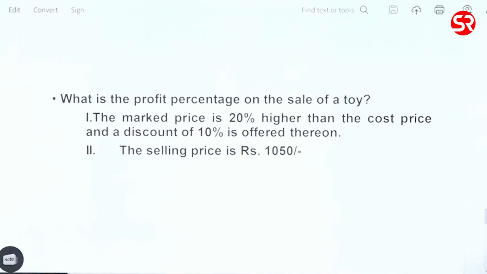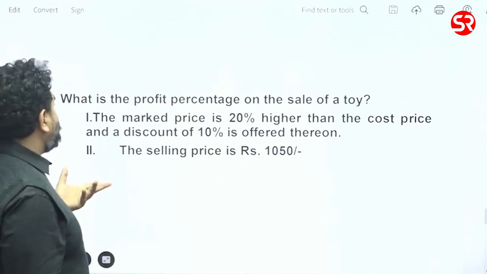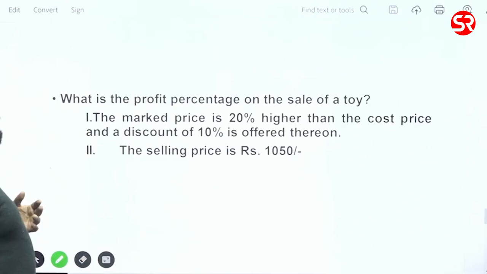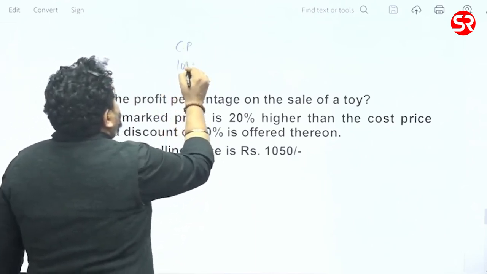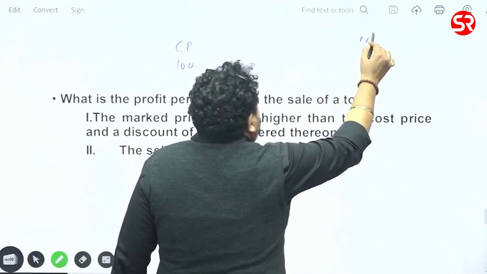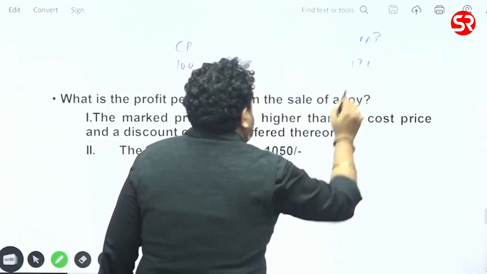This question has forced you to mix the two statements, knowingly that you are good, knowingly that you can now solve it. Now you are forced. I have made an error in your judgment, right? He says, what is the profit percentage on the sale of a toy? The marked price is 20% higher than the cost price. So if the cost price is 100, your marked price is 20% higher, which is 120.